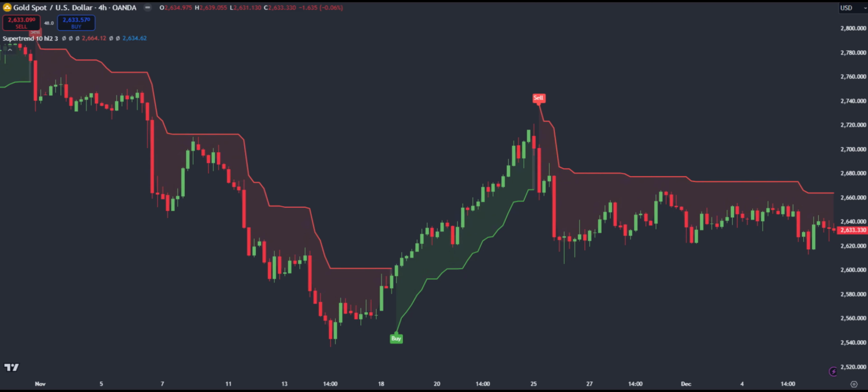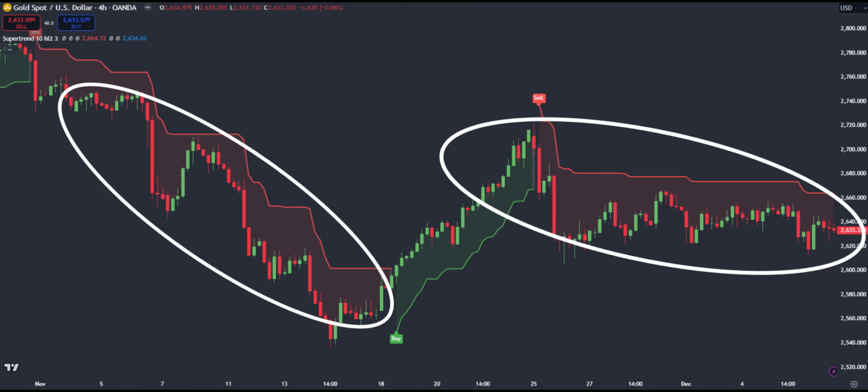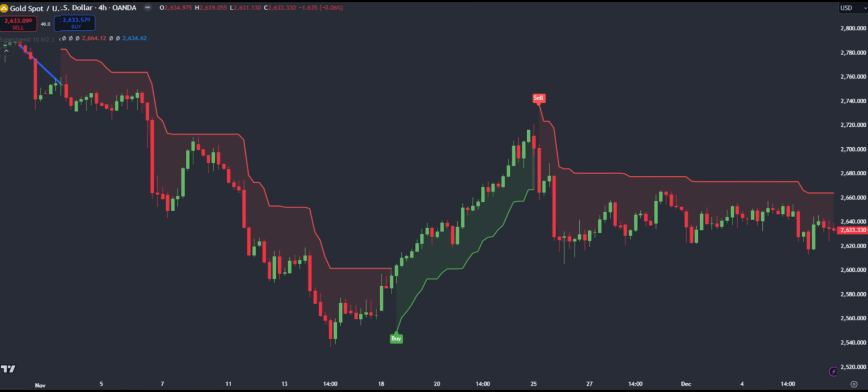When the candlestick is above the line, it indicates an uptrend, and when the candlestick is below the line, it indicates a downtrend. So how to use the Supertrend indicator?